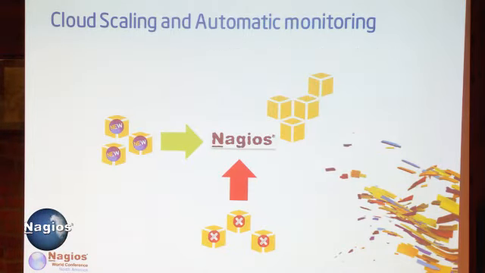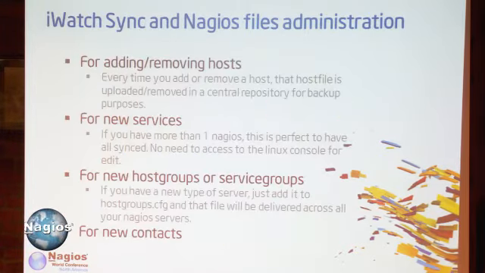So this is the picture of what's happening when we are adding new nodes and when we are removing nodes. Basically, we are sending Nagios curl calls, basically to add or remove the instances for the monitoring system. So the iWatch thing is basically for adding or removing hosts.